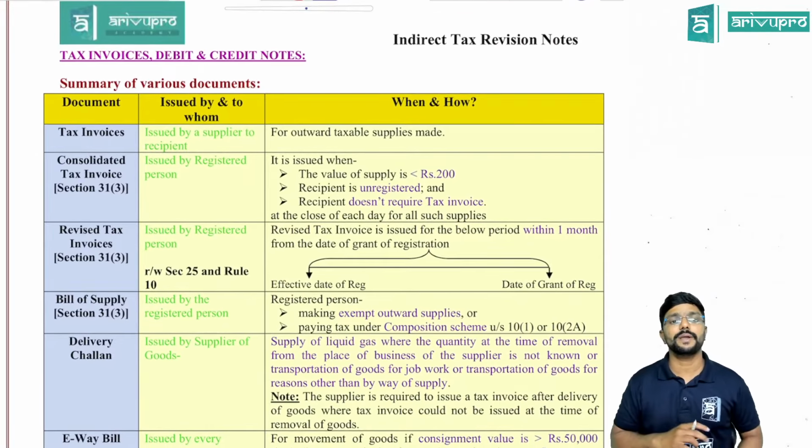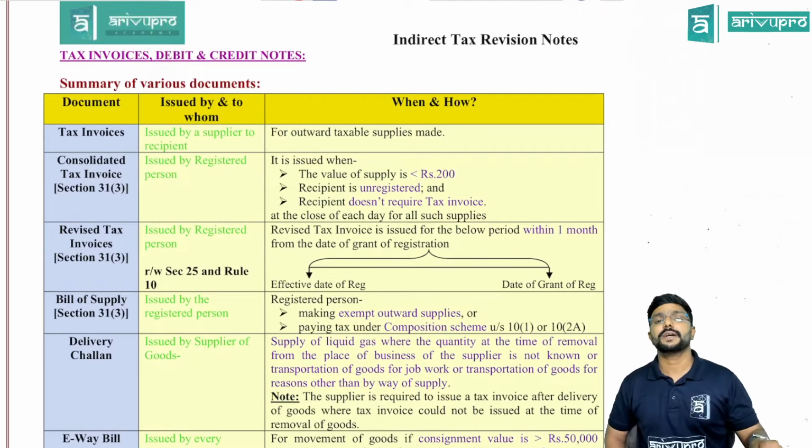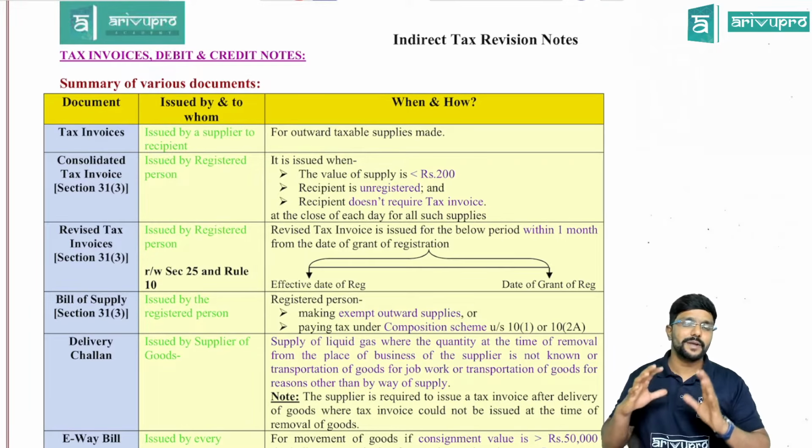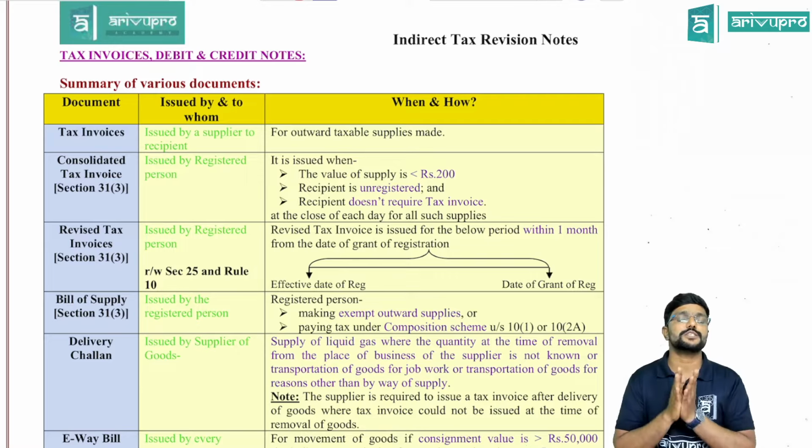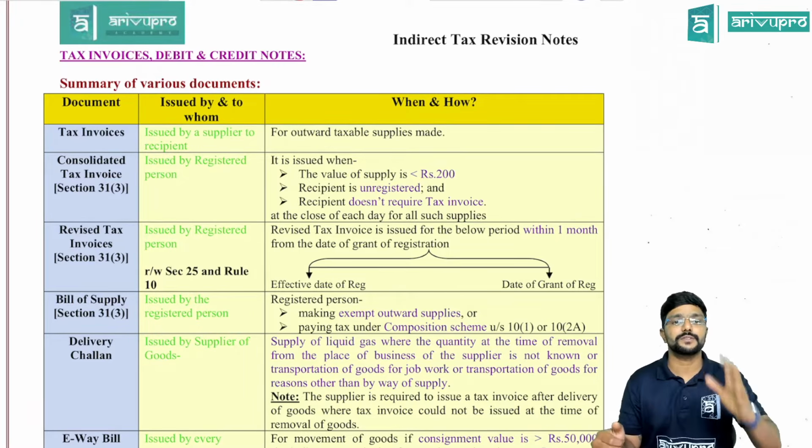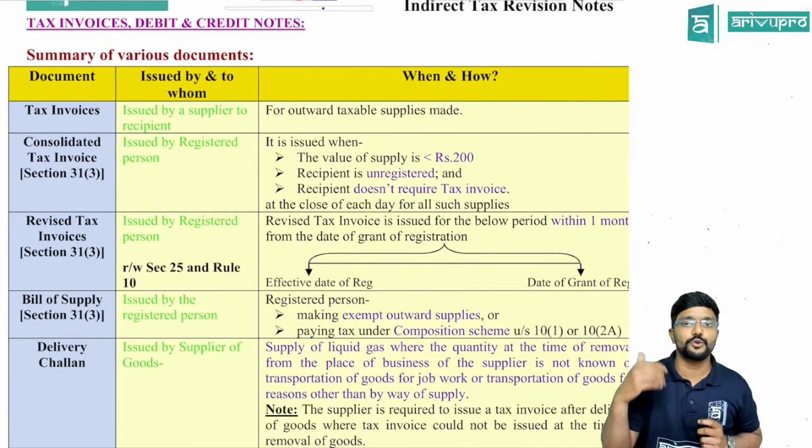Next, coming to the next topic, tax invoices, debit and credit notes. So invoice, debit and credit notes are the various documents which have to be issued under different circumstances, normally by the supplier to the recipients. So what are the documents, who will issue to whom and when?